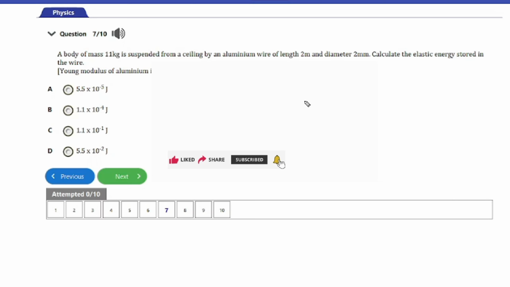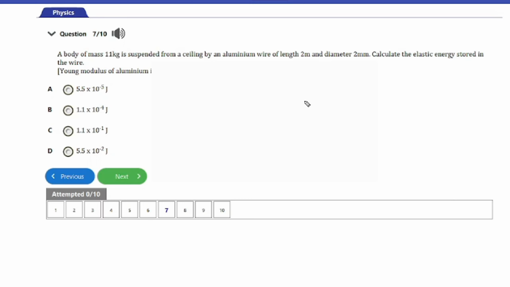So guys, question number 7 here says, a body of mass 11 kg is suspended from a ceiling by an aluminum wire of length 2 meters and diameter 2 mm. Calculate the elastic energy stored in the wire. The Young modulus of aluminium is 7.0 times 10 to the power of 10 Newton per meter squared, g is given as 10 meter per second squared, and pi is given as 3.14.